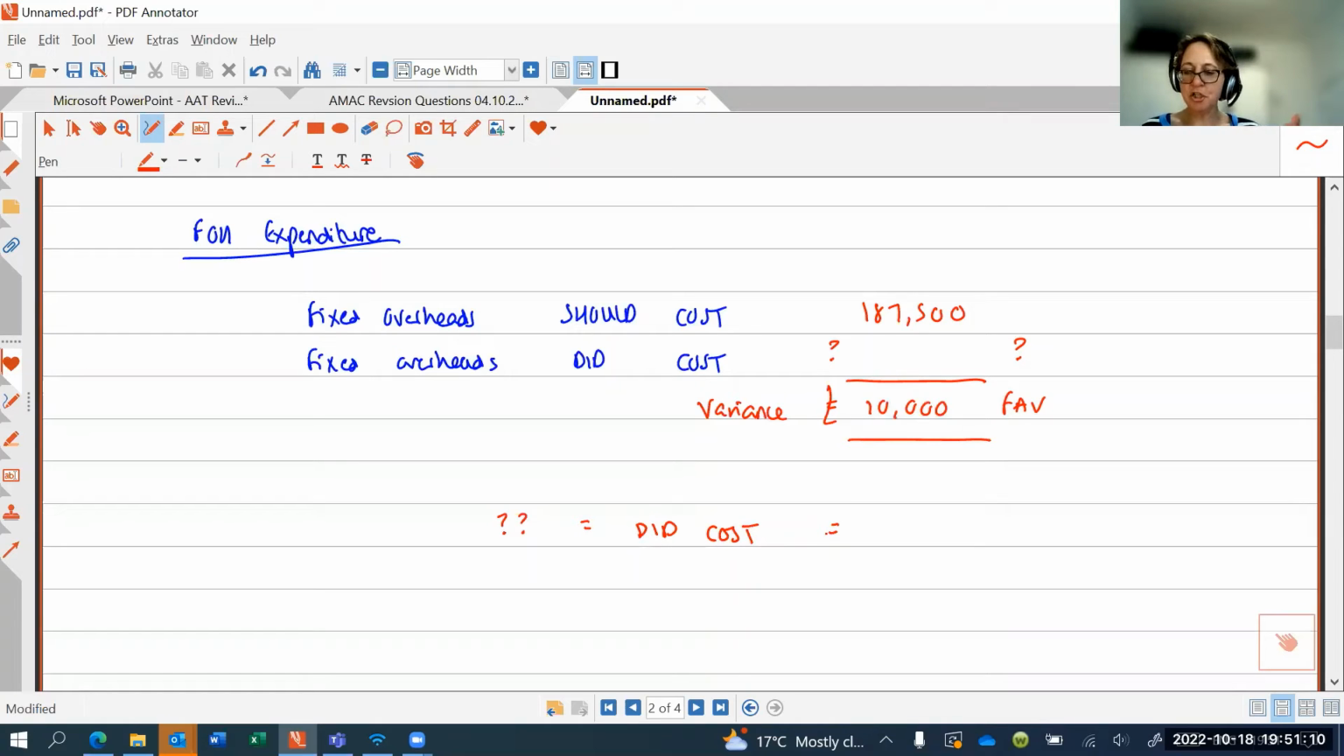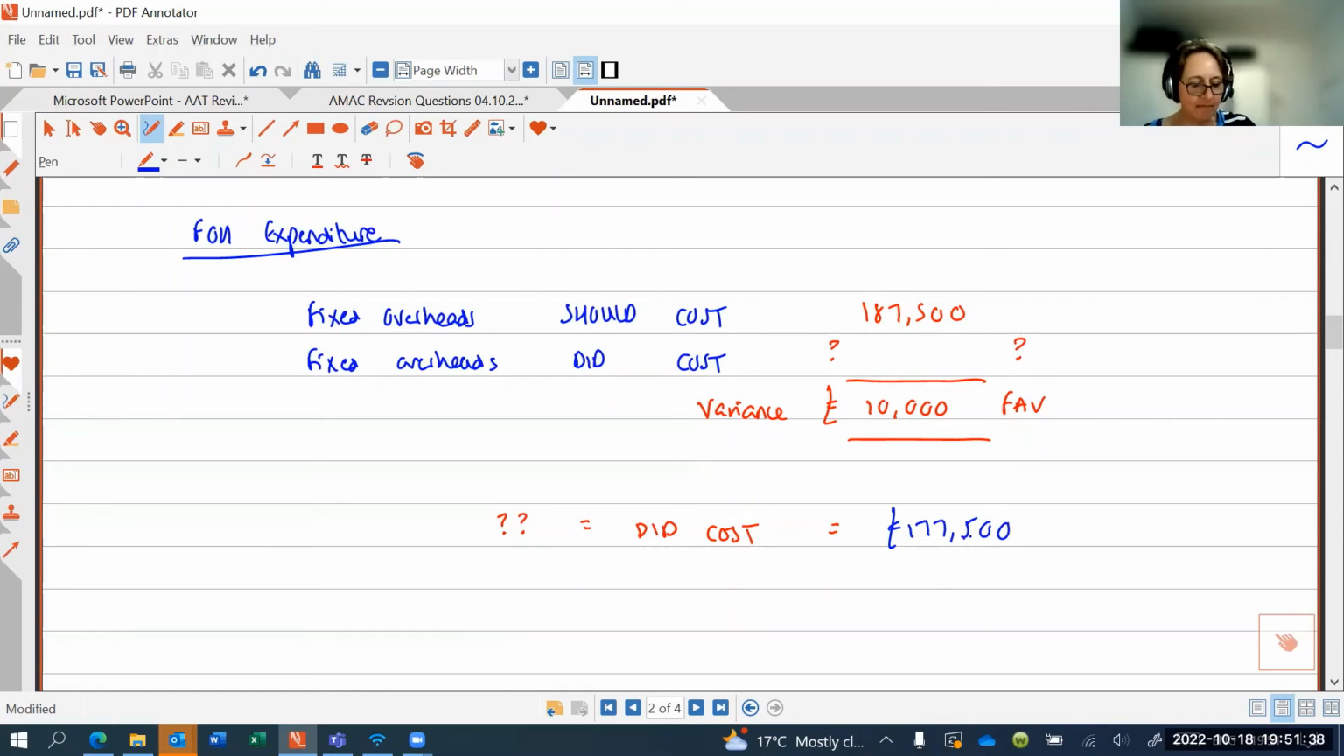So I should spend 187,500. The variance is 10,000 favourable. What did I spend? Anybody like me to give an answer? What do you think the answer is going to be for that? We know what we should spend. We know we've got a favourable variance. Yes, absolutely. Well done, everybody. There you go. You did spend less than you expected.